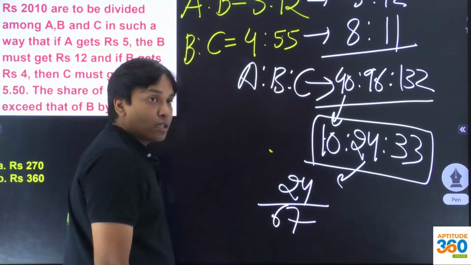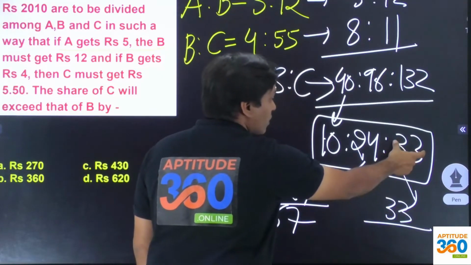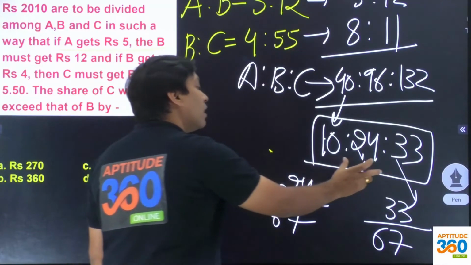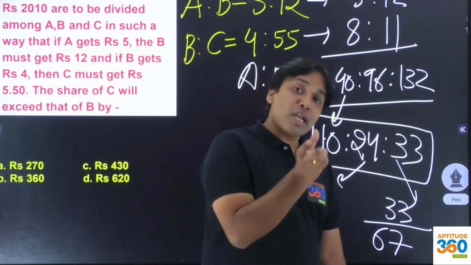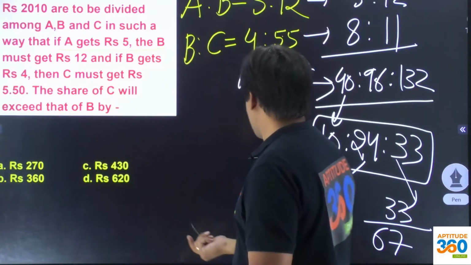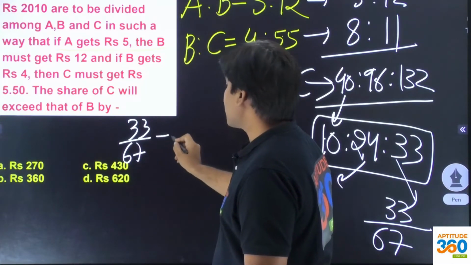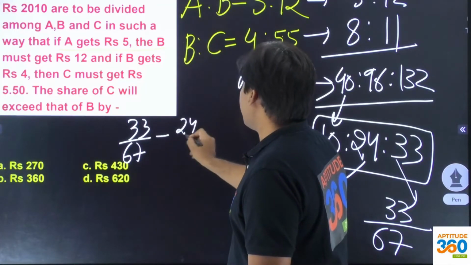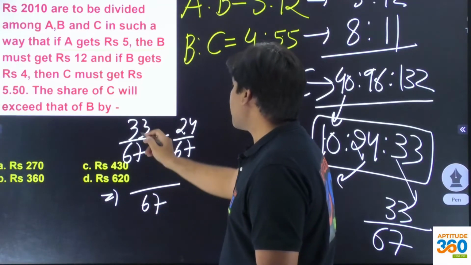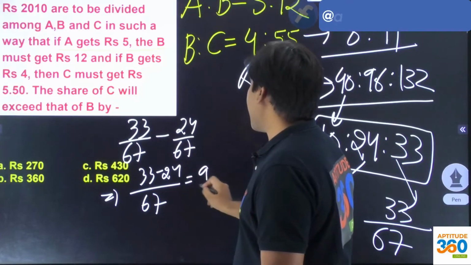24 of the total, and C will get what? 33 of the total, which is this plus this plus this, again is this. तो B को मिलेगा इतना, C को मिलेगा इतना, और वो पूछ रहा है C का B से कितना ज़्यादा. It's very simple, 33 upon 67 of total minus 24 upon 67 of total. If you simplify this thing, it is 33 minus 24, and 33 minus 24 is 9 by 67.